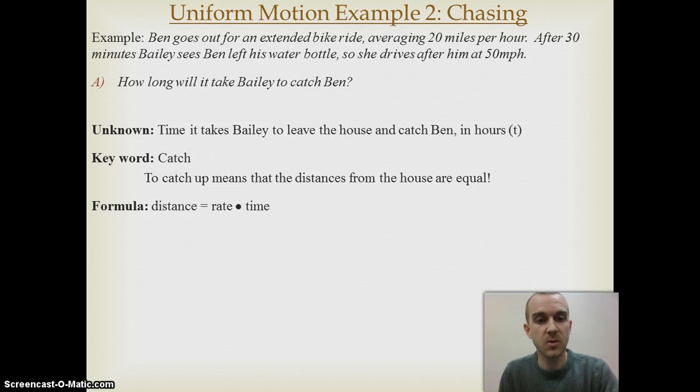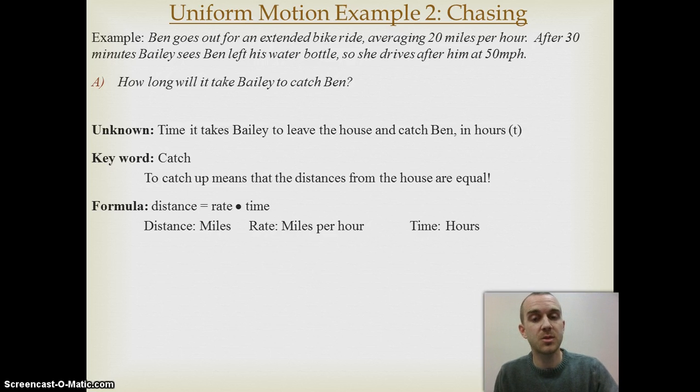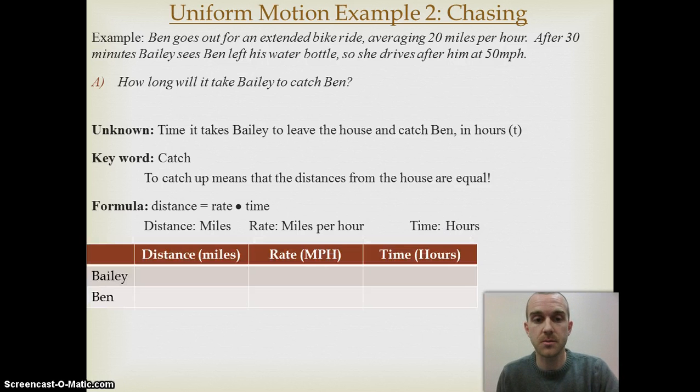So let's use our distance formula. We know that our distance will be in miles, our rate has to be in miles per hour. That means the time has to be in hours as well. That's an important thing to pay attention to. So say that Bailey, we know, is going 50 miles an hour. We don't know how long the time will take her. So we know her distance would be 50 times t.